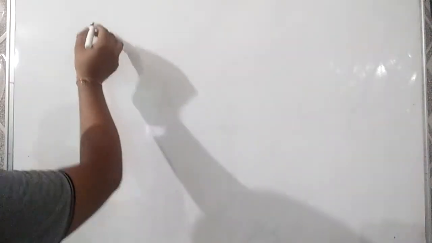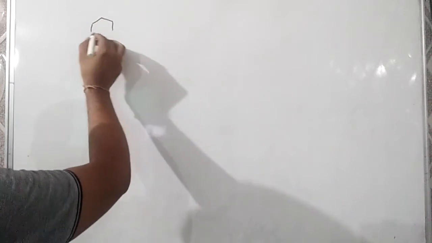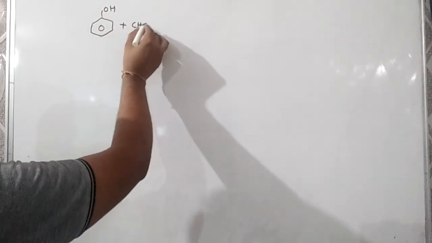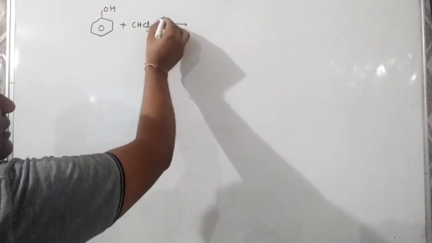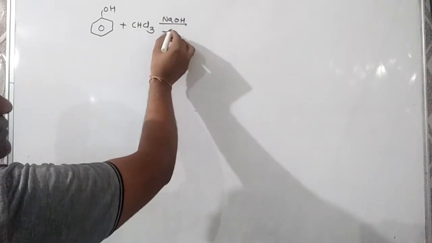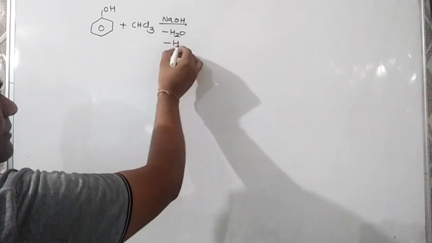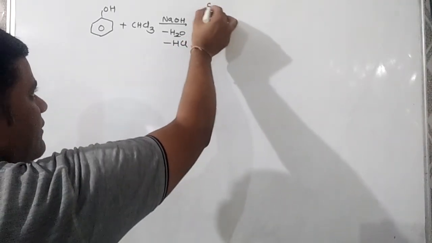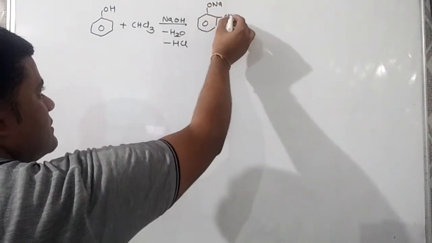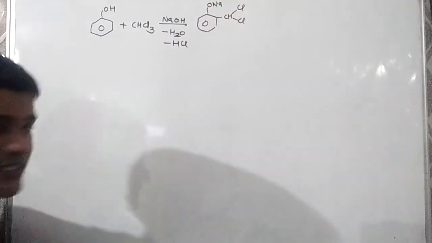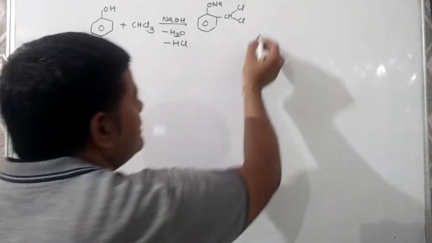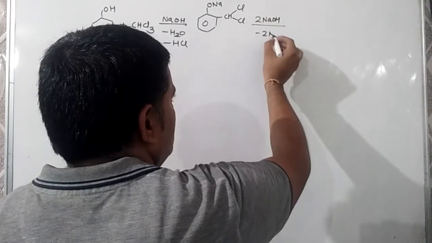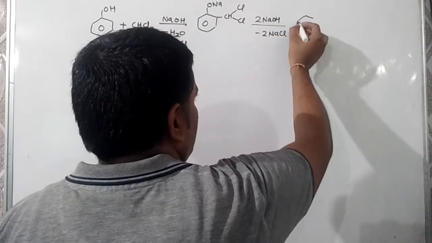For example, if phenol will react with chloroform in presence of NaOH, then first water gets removed as well as HCl is removed. So product formed will be benzene having ONa plus CHCl2. That's why the intermediate for this reaction is a carbene. Then this on alkaline hydrolysis, 2 NaCl get removed and 2 hydroxy groups will come to this carbon.